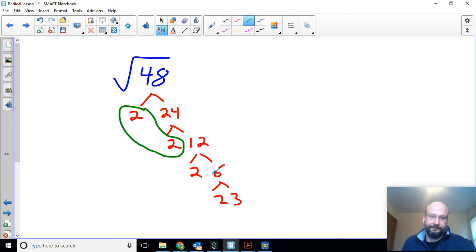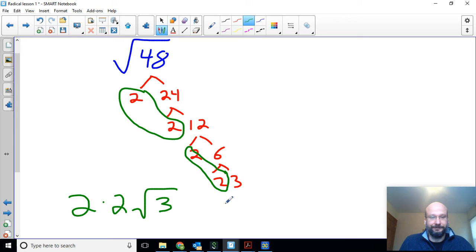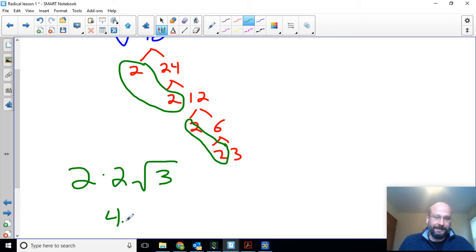That's a pair, right? When you have 2 of the same number, you group them. So this is a pair. And this 2 is a pair. So for every group of pairs, you bring 1 to the outside, right? 1 out here. So I have this 2, and then I have this 2. And then inside, I have this 3 because it's all by itself. So it stays by itself. And then so 2 times 2 is 4 on the outside and 3 on the inside.